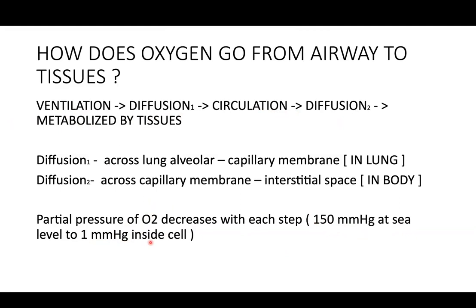And why is this? Well, that's a very good question. And the next 10 lectures in this block are going to deal with why only 1 millimeter reaches the cell. But to summarize it, it's basically because the body is not 100% efficient. At every step, there's going to be some loss of oxygen, and only 1 millimeter will reach the cell inside. So from outside to inside the cell, there's a decrease in partial pressure. That's all you guys need to know for now.